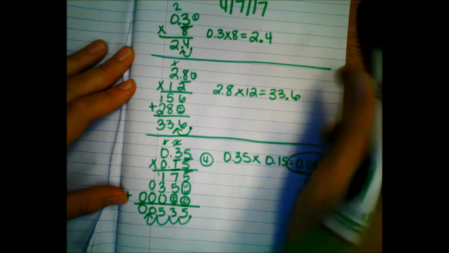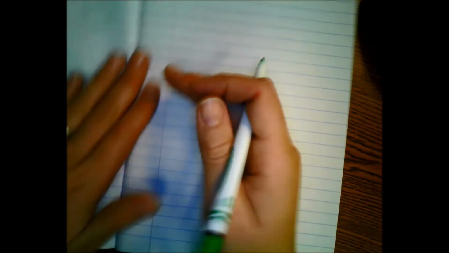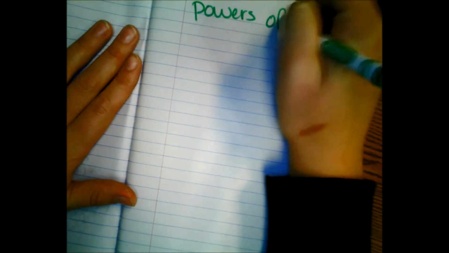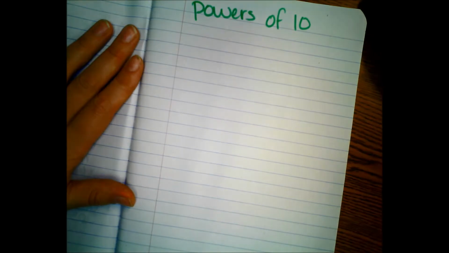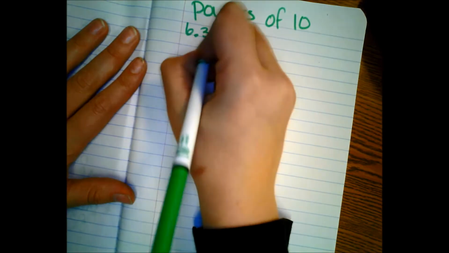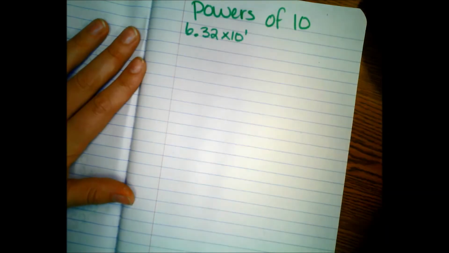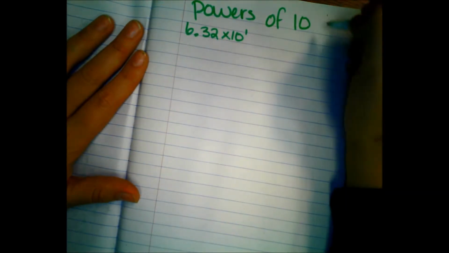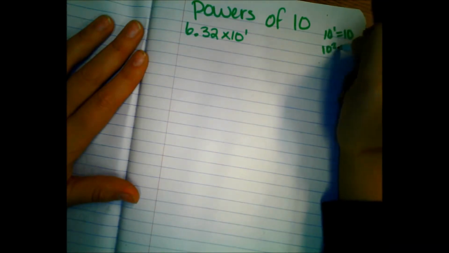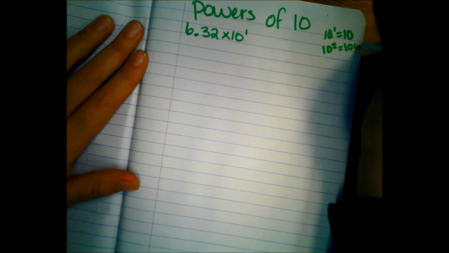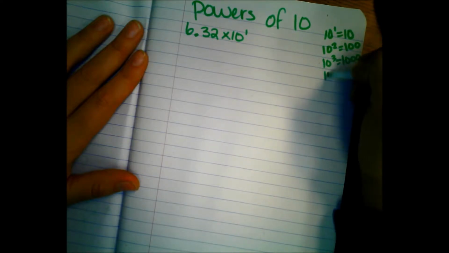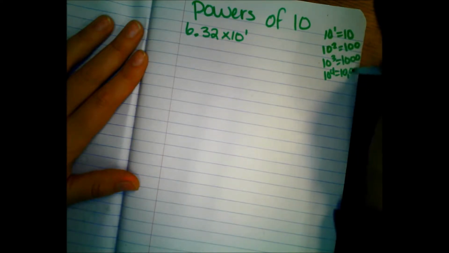We'll move on to multiplying and dividing by powers of 10, which I feel pretty comfortable with, but I wanted to just throw in here as a review. So the first one I've got for you is 6 and 32 hundredths times 10 to the first, which I hope we remember equals 10. Remember what 10 to the second equals? It's 100. 10 to the third is 1,000. And 10 to the fourth is 10,000.